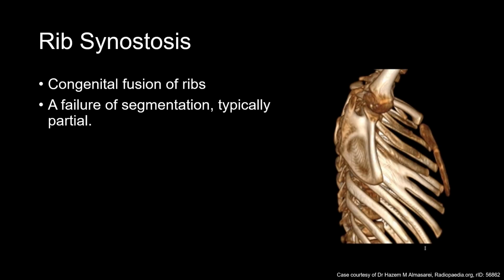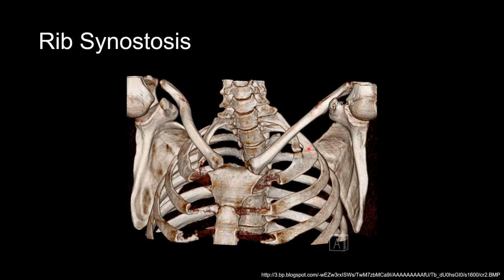Moving on to the thorax, congenital anomalies and normal variants. So here we're talking about rib synostosis. With rib synostosis, you have a congenital fusion of the ribs due to failure of segmentation. So here are some of these mid-thoracic ribs. You got 3 of them partially fused together. Here's another example of a cervical rib actually connecting to a first rib.